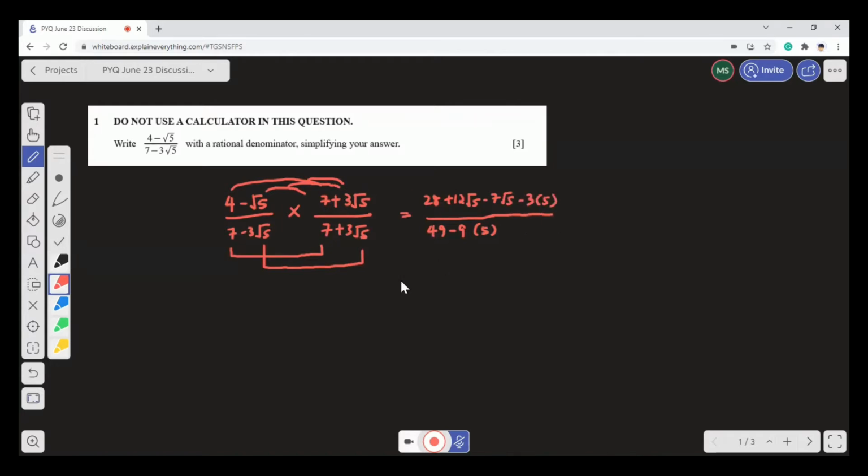So basically, I think you all can get me the answer. Probably 28 minus 15, 13, minus, not minus, 12 minus 7. So we get 13 plus 5 root 5 over 49 minus 45, over 4. So that's the rationalized denominator. This denominator is a rational number. That's why I call it a rational denominator.